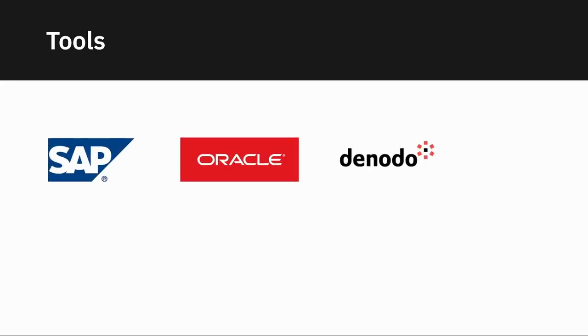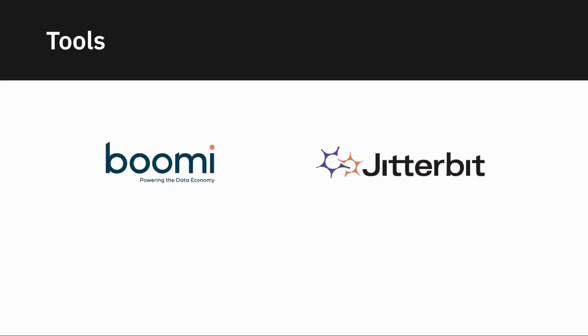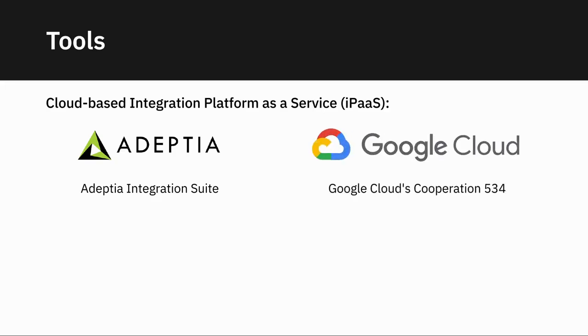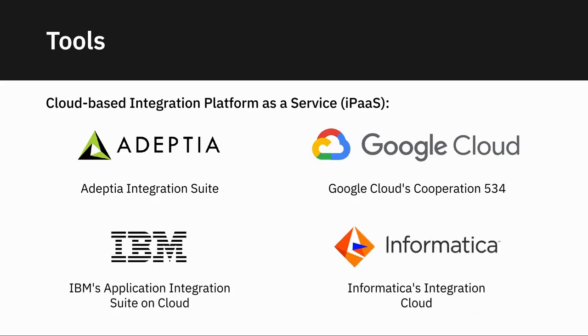SAP, Oracle, Denodo, SAS, Microsoft, Qlik, and Tibco are some of the other vendors that offer data integration tools and platforms. Examples of open-source frameworks include Dell Boomi, Jitterbit, and SnapLogic. There are a significant number of vendors who are offering cloud-based integration platform as a service, or iPaaS, as a hosted service via virtual private cloud or hybrid cloud, such as the Adeptia Integration Suite, Google Cloud's Cooperation 534, IBM's Application Integration Suite on Cloud, and Informatica's Integration Cloud.